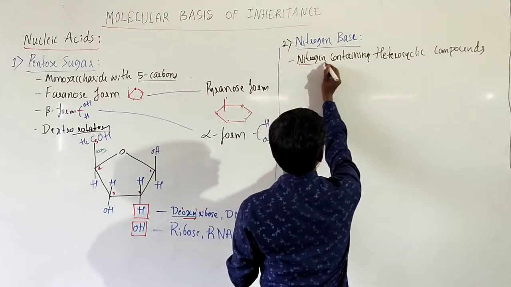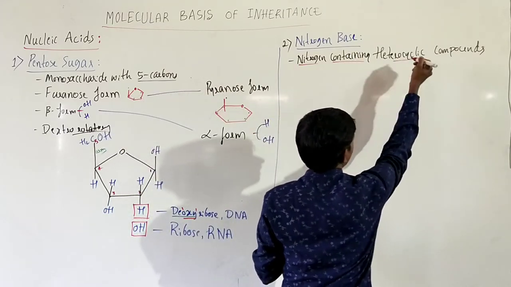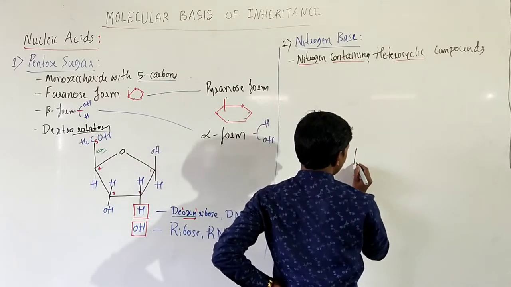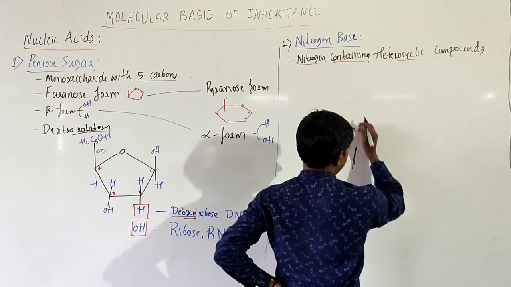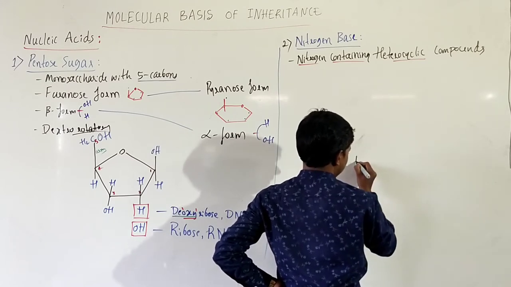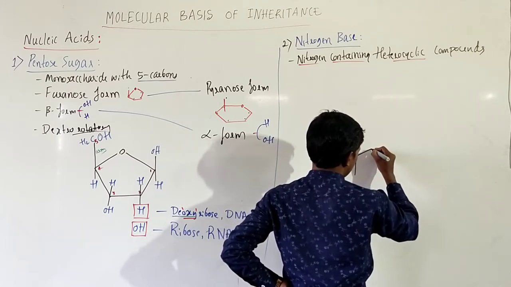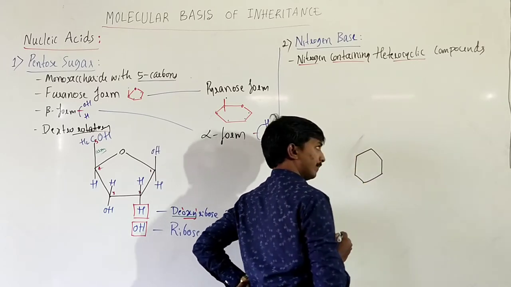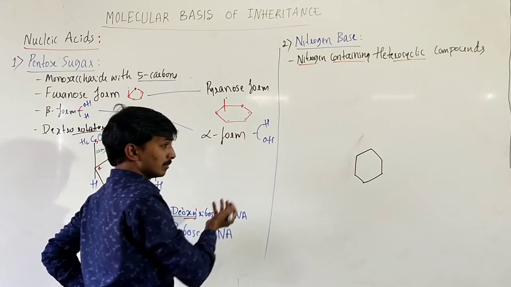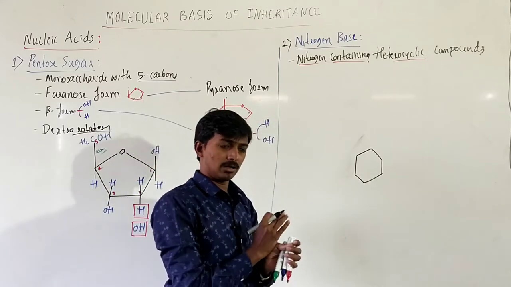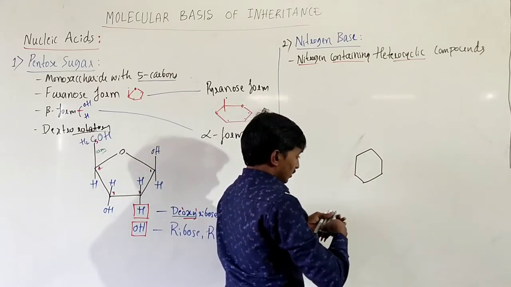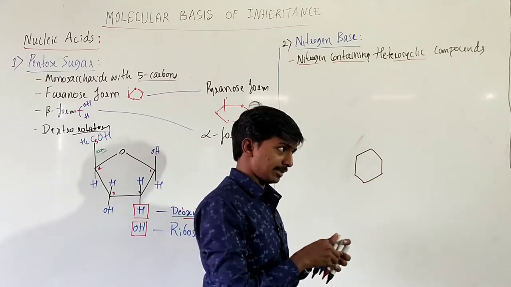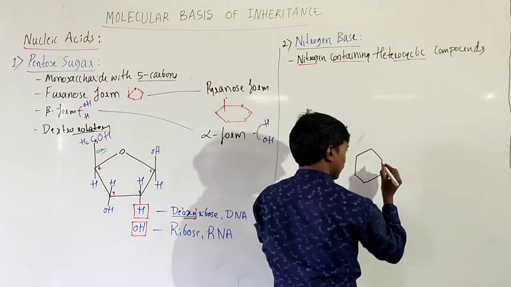What is this heterocyclic? Cyclic. When it comes to the term cyclic, there must be a benzene ring. When we say the word cyclic, it refers to the benzene ring. But here the nitrogenous bases in DNA or RNA have nitrogens in the place of carbon. What happens is, usually the benzene ring contains carbons.